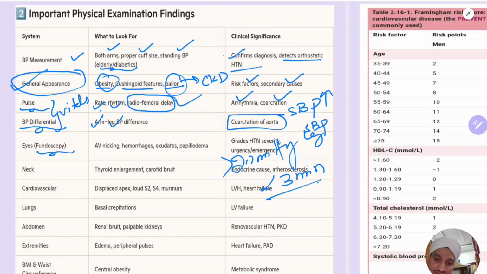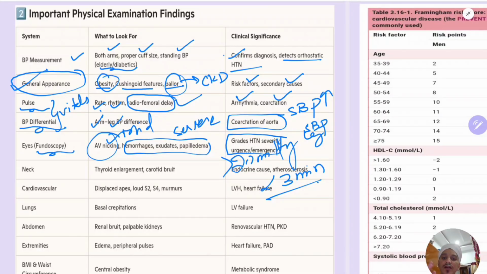Then you do a fundoscopy. I said fundoscopy should be in the hand of every physician. You look for AV nicking; this is mild eye disease. Hemorrhages, exudates, and papilledema suggest severe hypertensive disease. So it helps in grading hypertensive severity and also in knowing urgency versus emergency. In urgency, you will not have any target organ damage or severe eye disease. But in emergency, you will have hemorrhages and cotton wool spots, along with AV nicking, silver wiring and copper wiring. That's how you differentiate by fundoscopy. So general physical examination is over, pulse is over, BP and difference are over, and eyes.